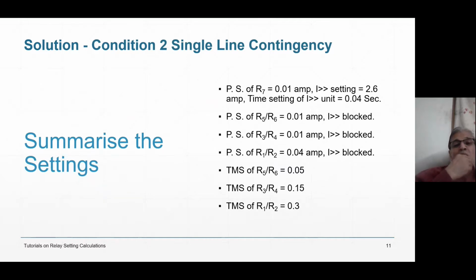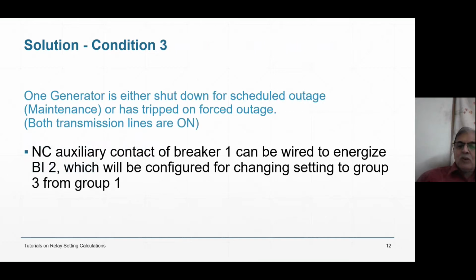Now condition 2, single line contingency. Now when single line contingency means what? Both the generators are feeding only one line. So R7 does not make a difference, same. But R5, R6 will be different. R5, R6 plug setting, you can keep 0.01. You had kept 0.01 in the earlier case also. No problem. But R3, R4, you had to back up R5, R6, so that you had to go for 0.02 or something like that. Yes, right?